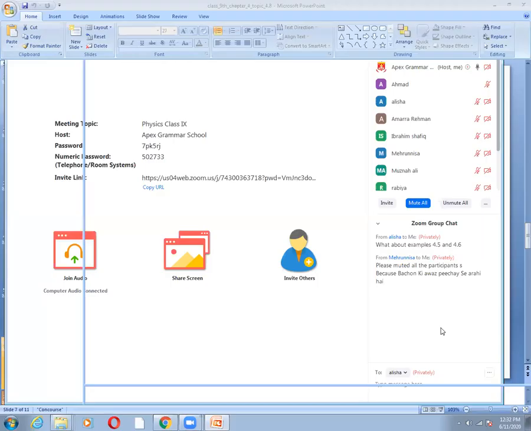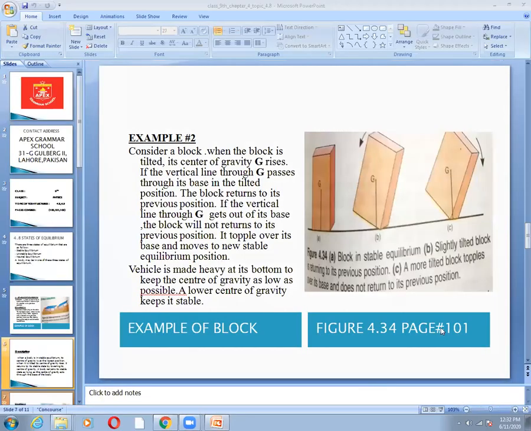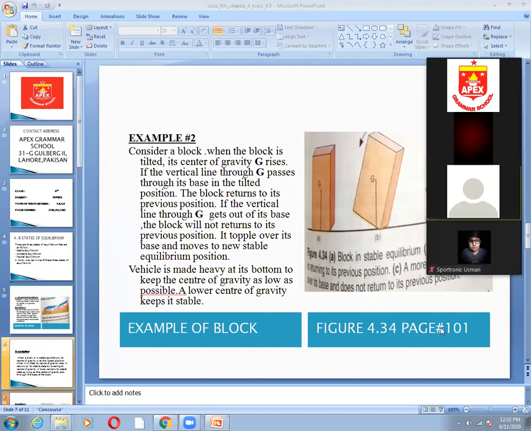Yes, we will talk, Alicia. We will do examples 4.5 and 4.6 when we start our numericals. First of all, in my next lecture we will solve examples 4.5 and 4.6, and then we will move on to MCQs and then the problems of this chapter.